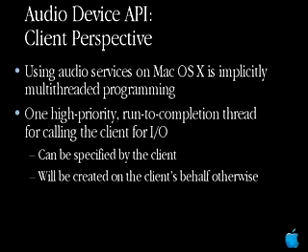So the client has one high priority run to completion thread per device in the process. Now, the client can give us the thread, and you can configure it however you want with your own priorities, or we will do it on your behalf, and we will set things up so that we give you the appropriate priority as well for the type of latency that you're looking for in your I/O.